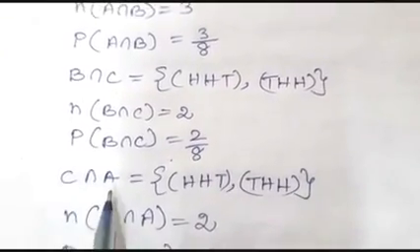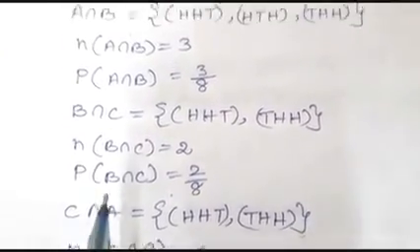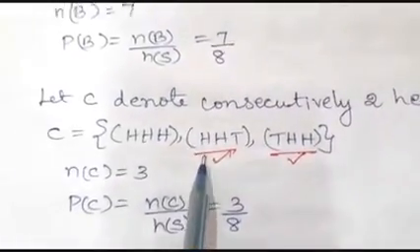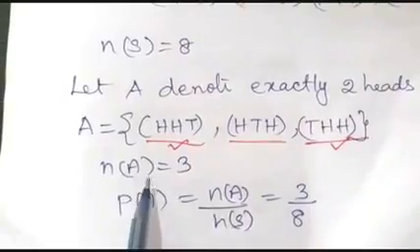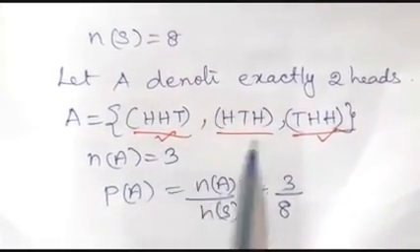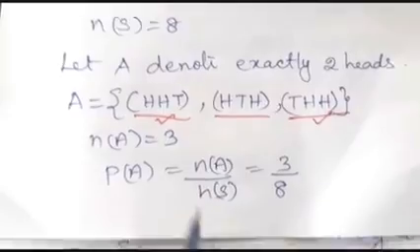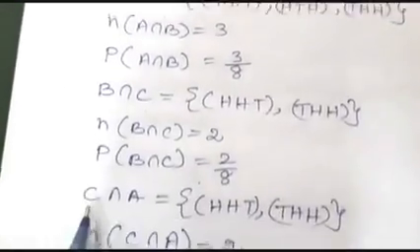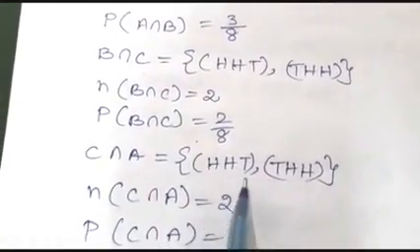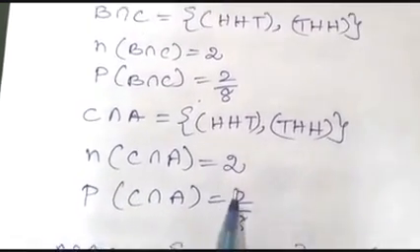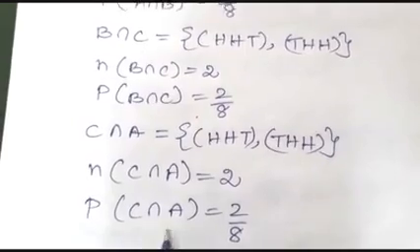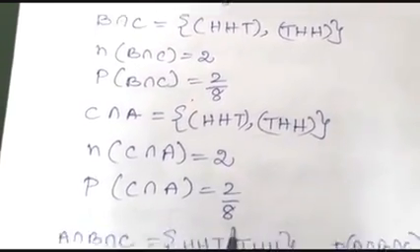C intersection A. In C, HHT, THH. In A, HHT, THH. These 2 are common. So we write C intersection A is equal to {HHT, THH}. That is n of C intersection A is equal to 2. P of C intersection A is equal to 2 by 8.